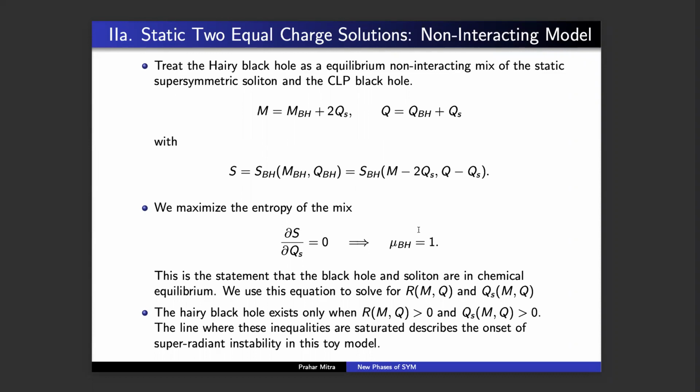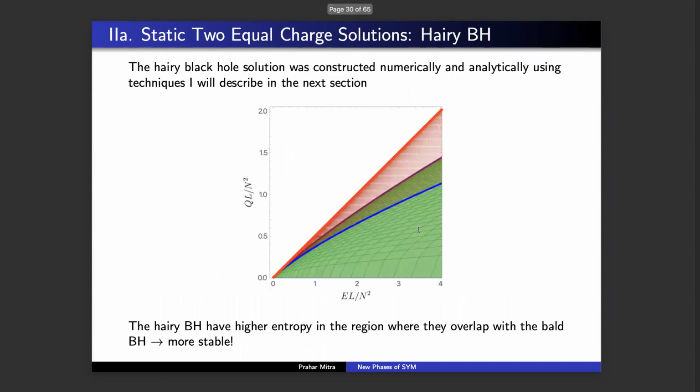When you solve this equation, you get the radius of the black hole to be a function of M and Q, and you get the charge of the soliton to also be a function of M and Q. The hairy black hole exists only when r is positive and q_s is positive. r positive means that there is a black hole with non-trivial, order N squared entropy, and q_s greater than 0 means there is non-trivial scalar hair. These inequalities precisely give you this curve right here, which you can then confirm with explicit calculation in full nonlinear GR.